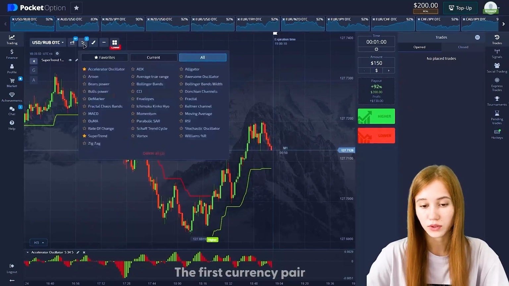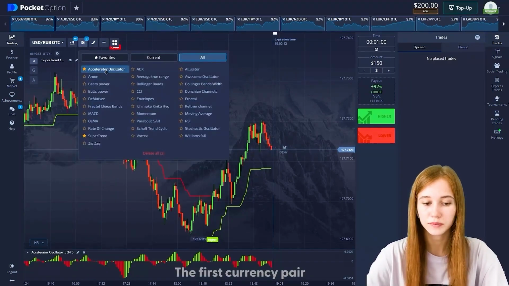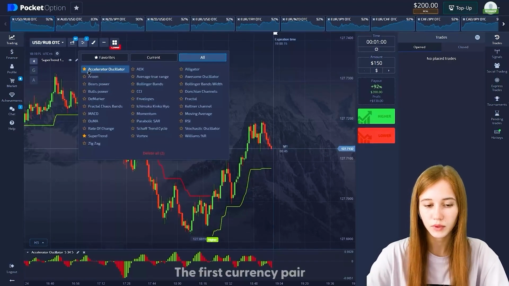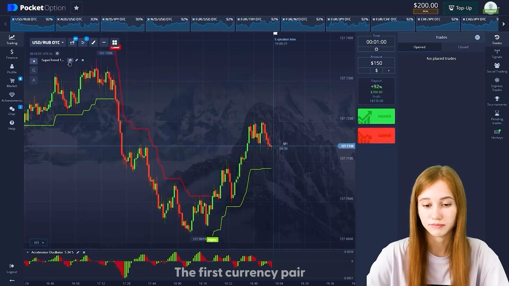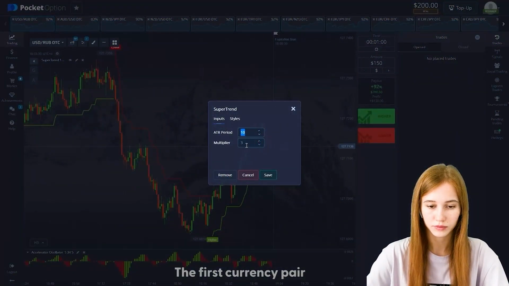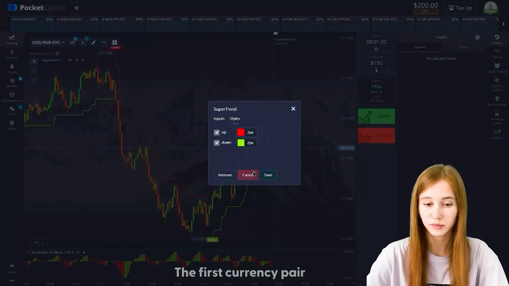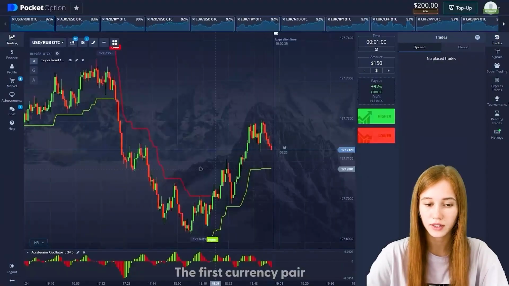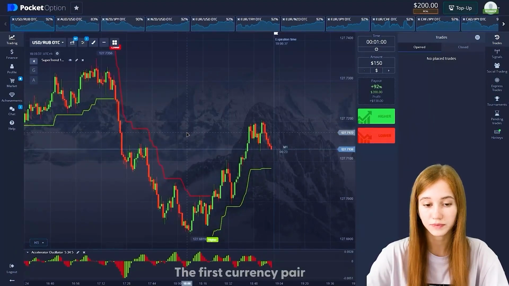Today we'll use two good indicators. The first one is the oscillator. The second one is super trend. Let's talk about it. Super trend, I'll show you the settings. The settings are like this: here at 10, here at 3. Styles are like this. And let me tell you quickly now.